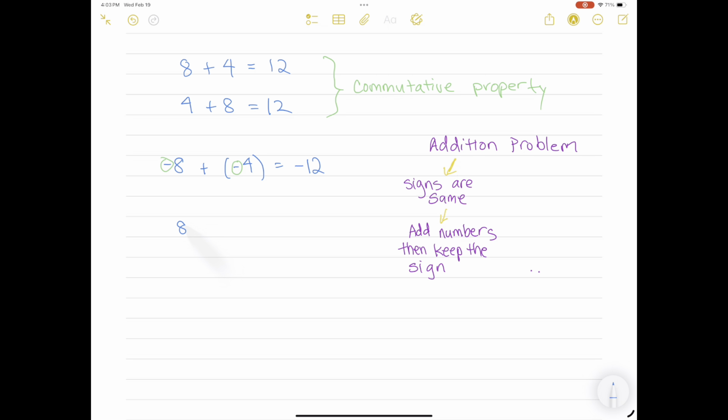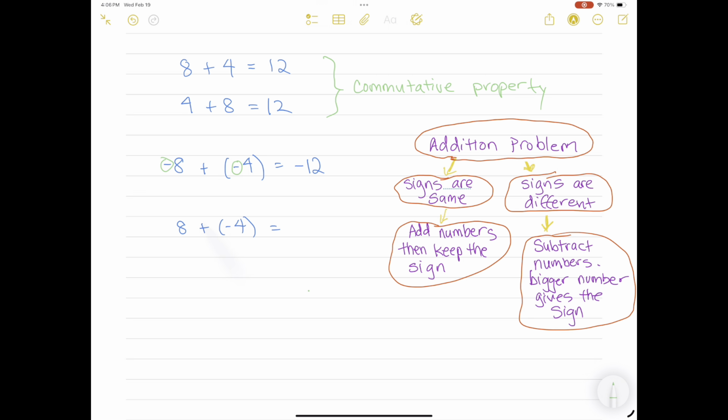Next, we look at 8 plus negative 4. In this case, the signs are different. And when the signs are different, we subtract the numbers and we use the sign of the larger number, or the number with the larger absolute value gives the sign. So with 8 plus negative 4, we subtract 8 minus 4 equals 4. And the larger number is 8, and it's a positive number, so it will be positive 4.